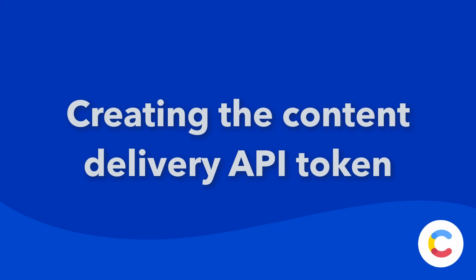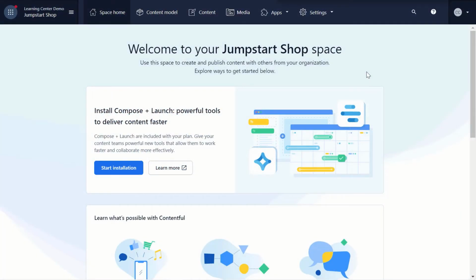In this brief video, we'll show you how to generate and access the Content Delivery API token in the web app. To query and get content using APIs, client applications need to authenticate both the space ID and an access token. We'll use this token to query and access our space and content entries we created.